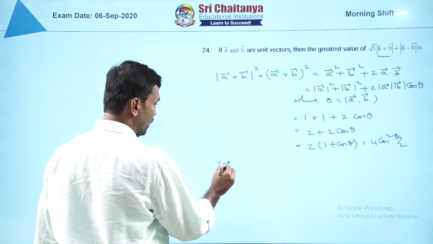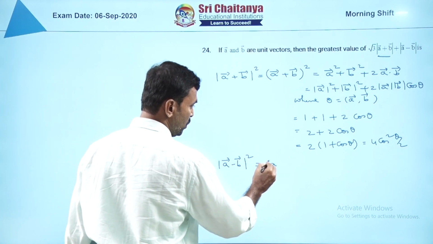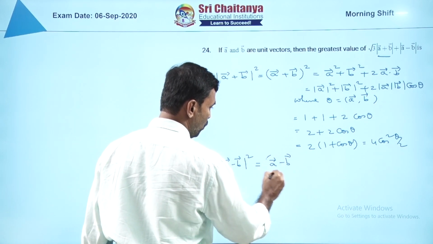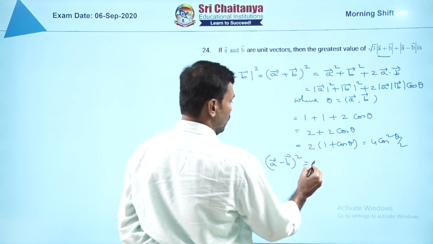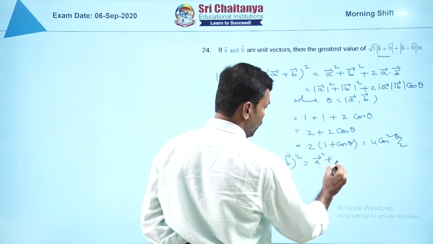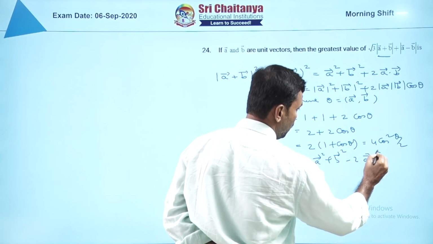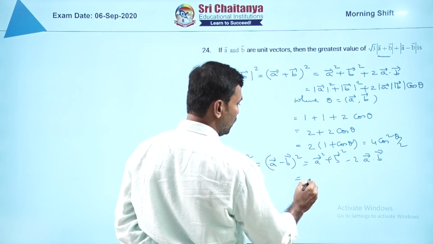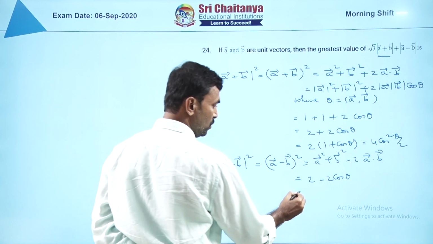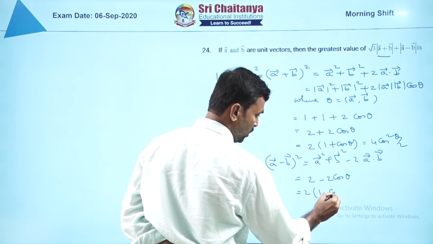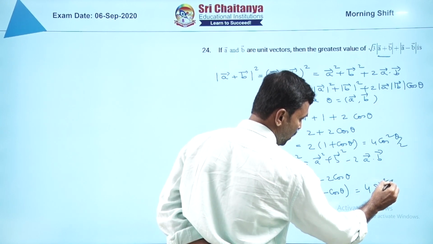Similarly, I will calculate magnitude of A bar minus B bar square, which can be written as A bar minus B bar whole square, which is equal to A bar square plus B bar square minus 2 times A bar dot B bar. If I simplify, I will get 2 minus 2 cos theta. So, 2 times of 1 minus cos theta, which is equal to 4 sin square theta by 2.